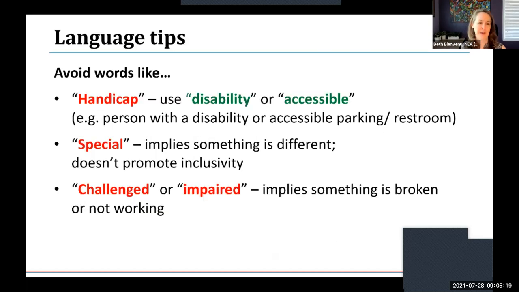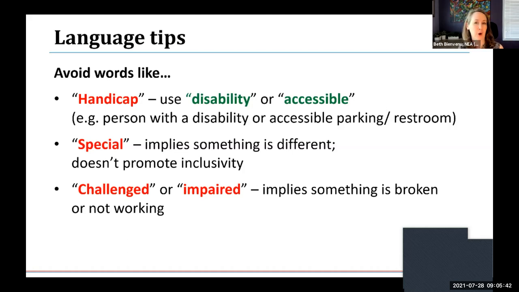So just basics, also avoid the word, like I said, handicap. People still use it for parking spaces, restrooms. Say accessible restroom or disability accessible parking, accessible restroom. And then again, special implies that something is different. It doesn't promote inclusivity.